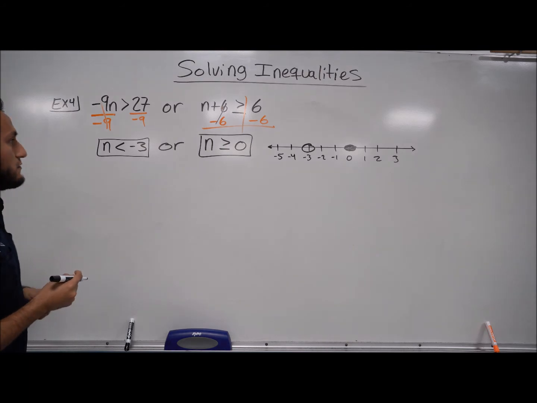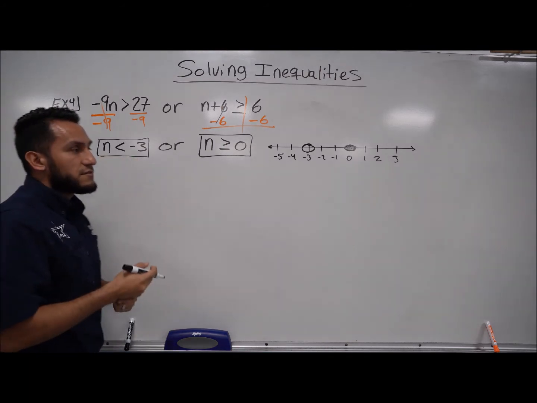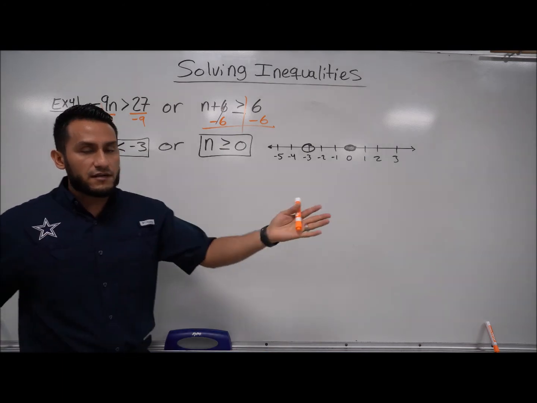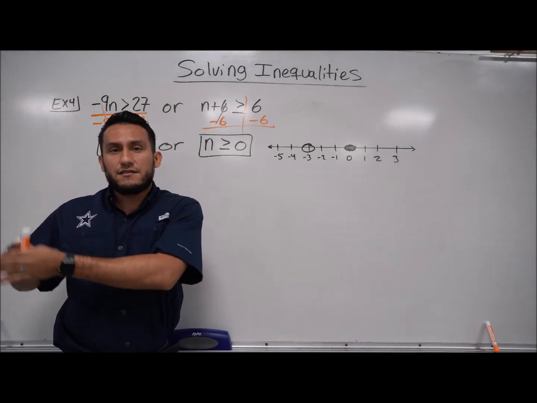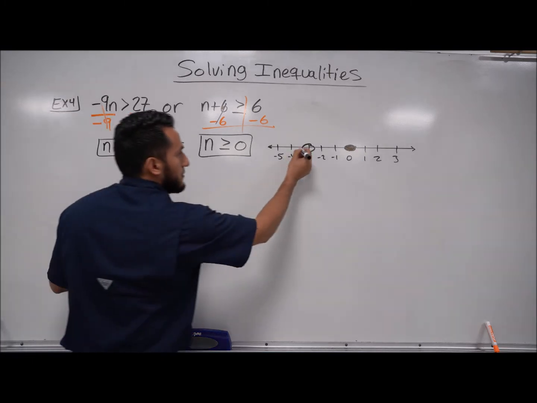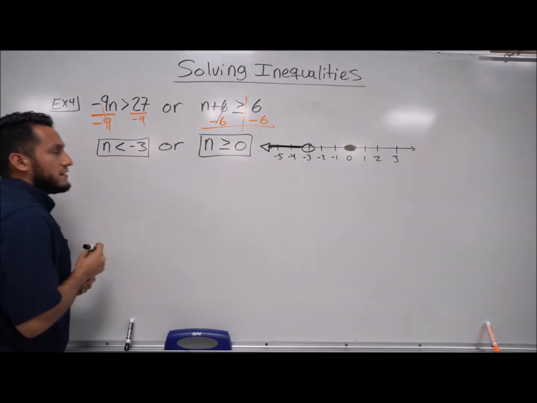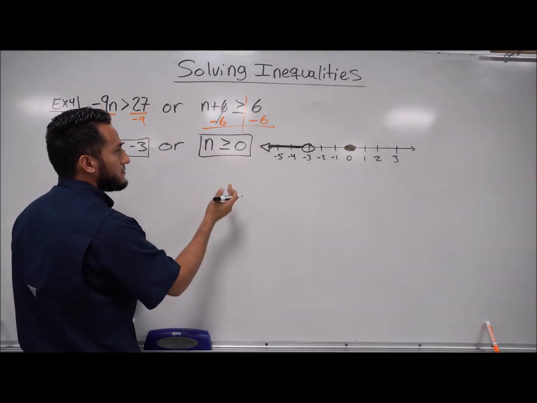Okay, so let's go ahead and pick this one first. n is less than negative 3. I've mentioned in my class several times that on the number line, every time you move to the left, the numbers get smaller. So if n is less than negative 3, that means you have to go in this direction, to the left. Okay, here we have n is greater than or equal to 0.